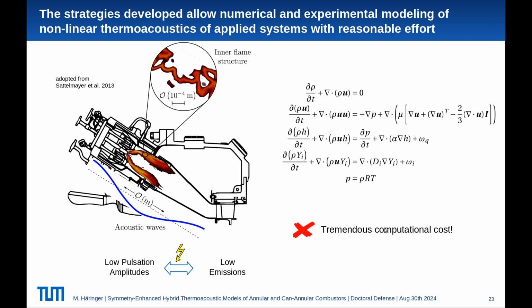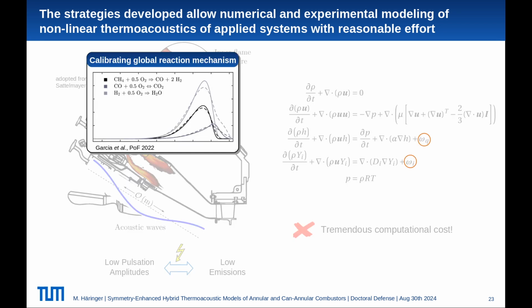All right, I want to end the presentation where I began. I said at the beginning that currently there is no practical approach for predicting limit cycles in the early design phase of a gas turbine combustor. And this thesis tried to address this problem. So first, we improved the calibration method for global reaction mechanisms, which is beneficial not only for the developed hybrid models, but also in general, for example, for a 360-degree LES.